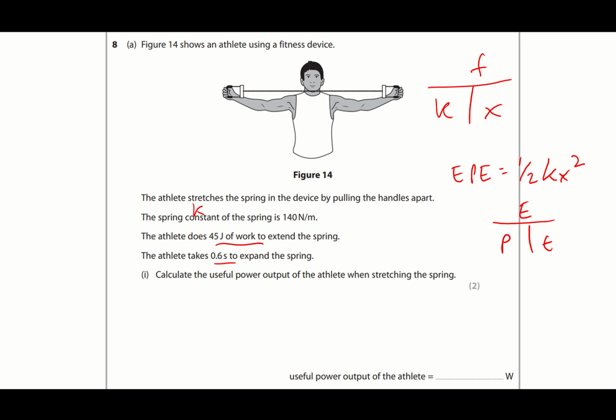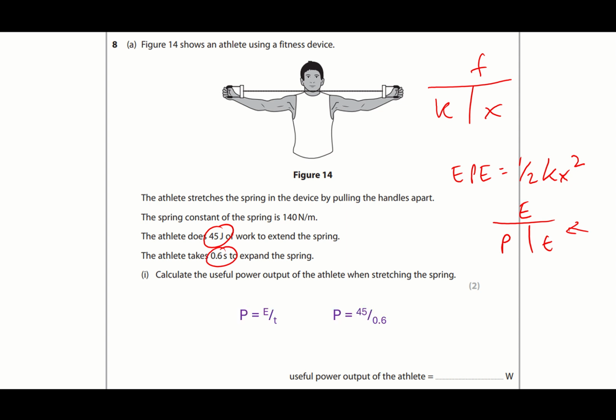And now let's go through. Which of these bits do I need? Calculate the useful power output of the athlete when stretching the spring. So now we know I'm going to need my P = E/t formula. Energy is in joules, I'm happy with that. Time is in seconds, I'm happy with that. Oh, that's nice and easy.